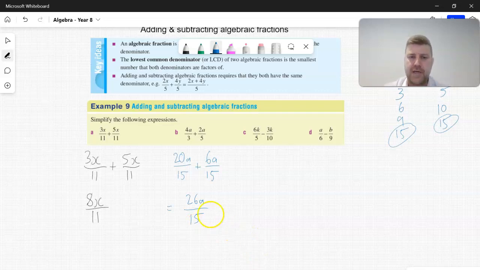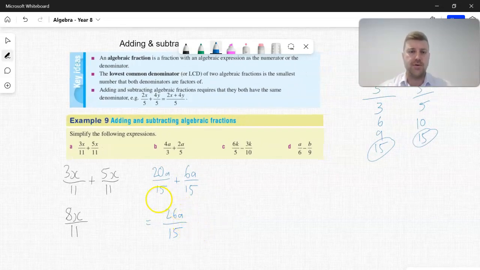But if you get to a point, for example, if that was 25a over 15, they would both have a factor of 5, and therefore I could simplify the fraction further. So just be aware of that. You can simplify fractions, and for my class, we've already done that. So that's a skill that you should already have when you get to your final answer there.